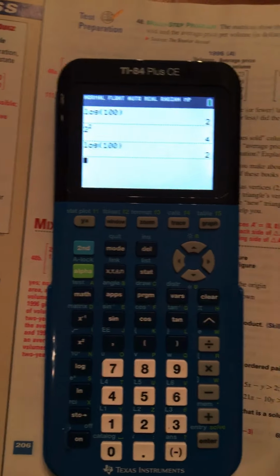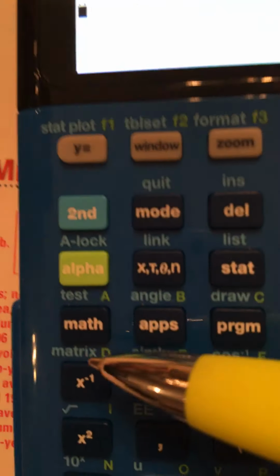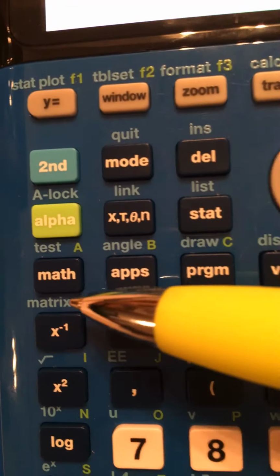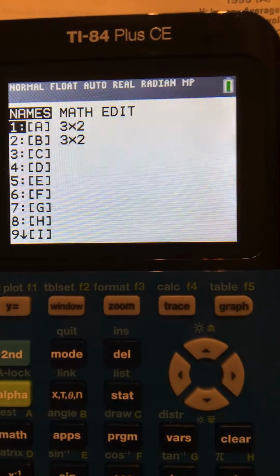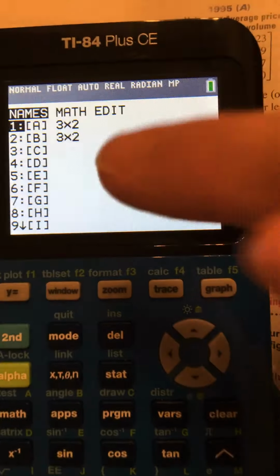All right, so first of all, where do you get to matrices? It's right here. See where it says matrix? It's the second of the x to the negative 1. So first of all, push second x to the negative 1, and you get to this screen. Now yours might say something there and it might not. But we're going to make it say something because we're going to put these matrices in.